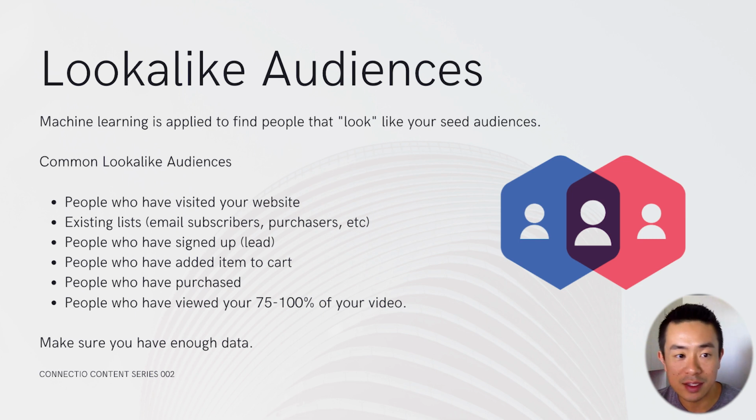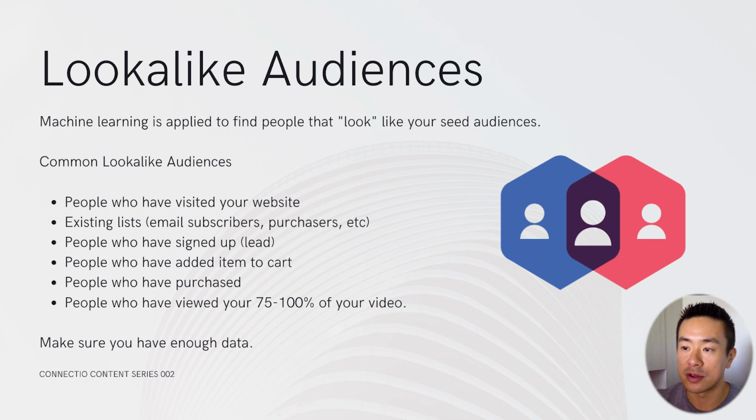So some common lookalike audiences are people who have visited your website. You can input existing purchasers. If you own an e-commerce store, you can input your lists. You can upload a CSV file if you want to, and create a lookalike audience around that. People who have signed up for a lead, people who have added an item to a cart, and your most powerful lookalike audience is probably people who have purchased an item from your store or have taken an action from your store.